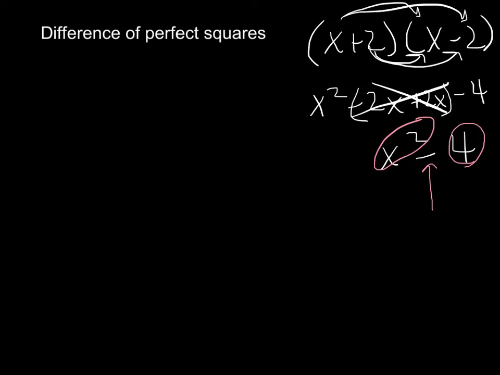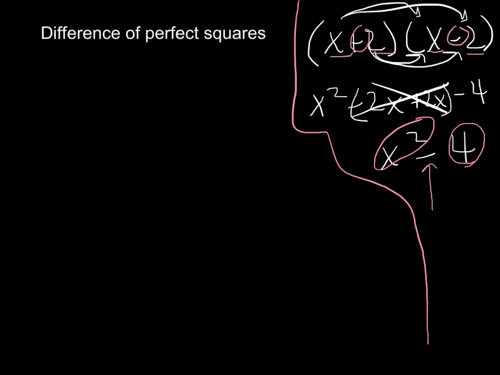Well, x squared, the perfect square, the square root of x squared is x. So in my binomials, I had an x and an x. And then the square root of 4 was 2. So in my binomials, I have a 2 and a 2. But then there's a plus and a minus. So we want to keep that into consideration for the type of examples we're going to get.